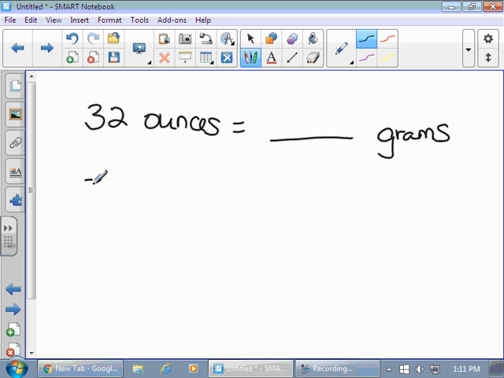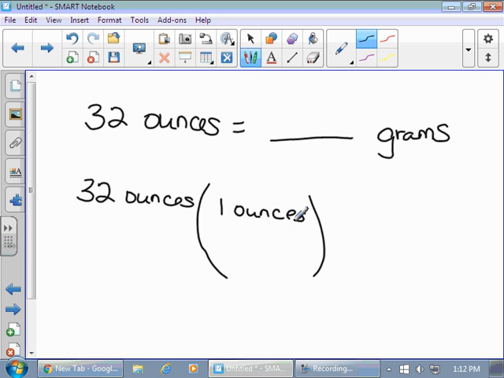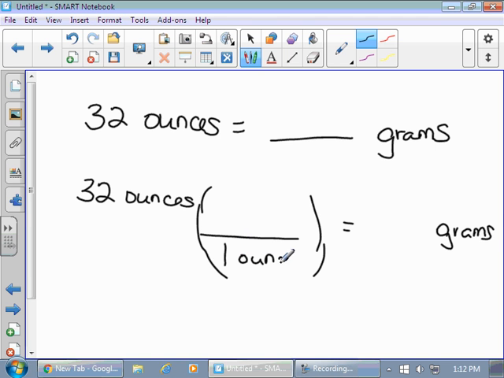Alright, so Miss Autumn, walk me through this. So we're going to take 32 ounces and multiply it by what? What was my fraction here? Ounces on top? On the bottom? I don't know, you tell me. What is it? Why bottom? Because they've got to cross out. Very good. Alright, so if ounces are on the bottom, what has to go on top? Grams. And how many grams are in 1 ounce? 28.